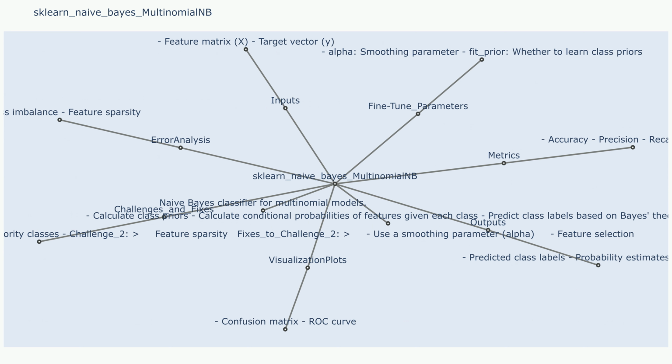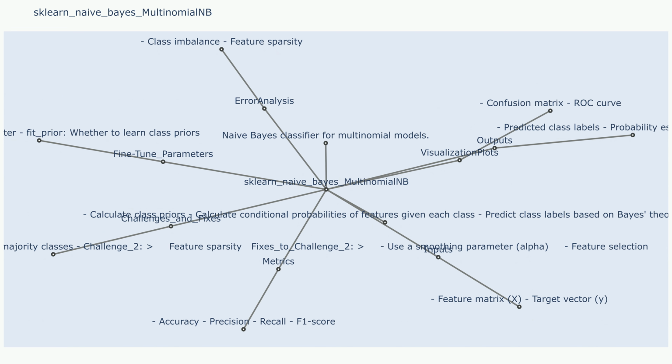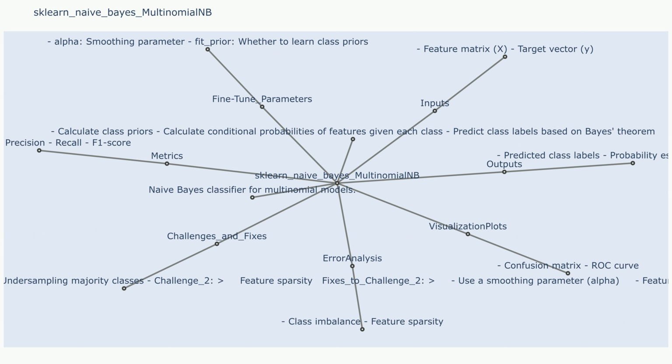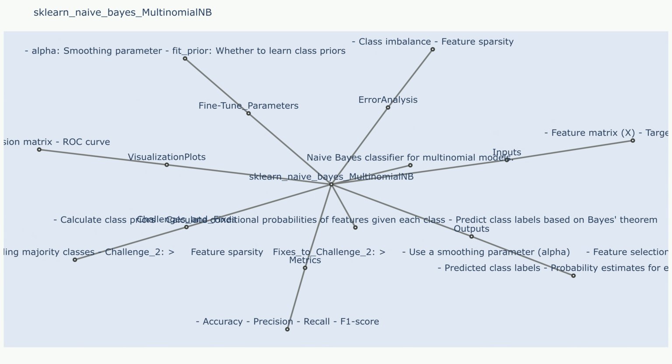Steps. Training. The algorithm first calculates the prior probabilities of each class. Then, for each feature, it calculates the conditional probability of that feature given each class. These probabilities are stored in the fitted multinomial NB object. Prediction. Given a new data point, the algorithm calculates the posterior probability of each class given the features of the data point. The class with the highest posterior probability is predicted as the most likely class.